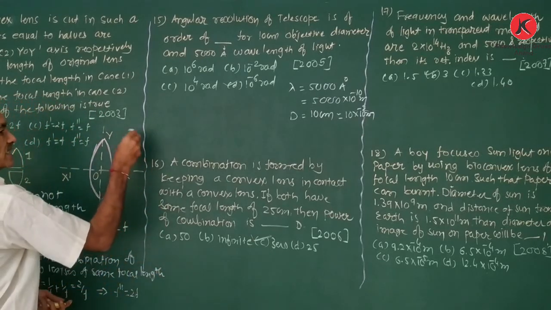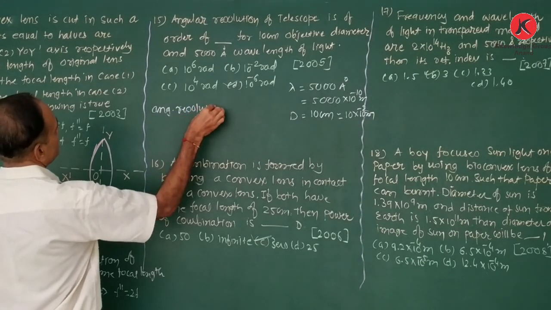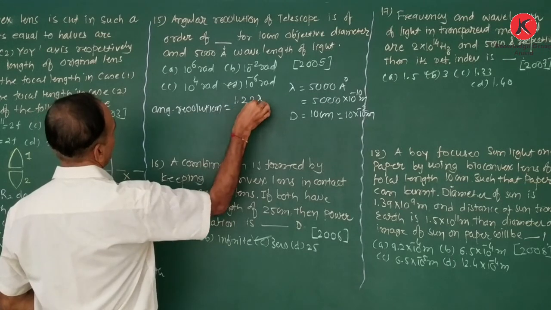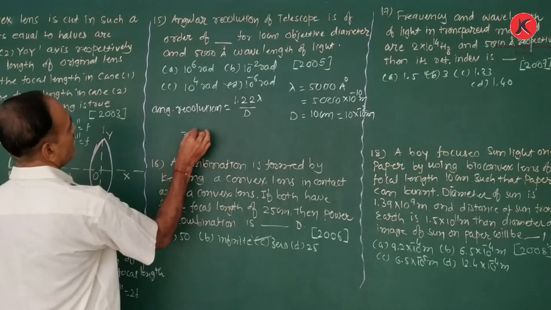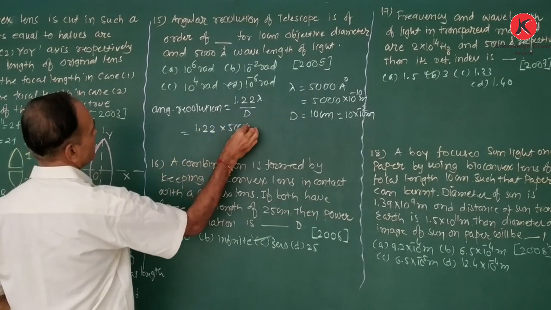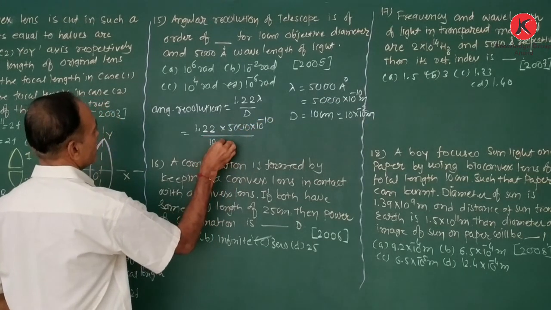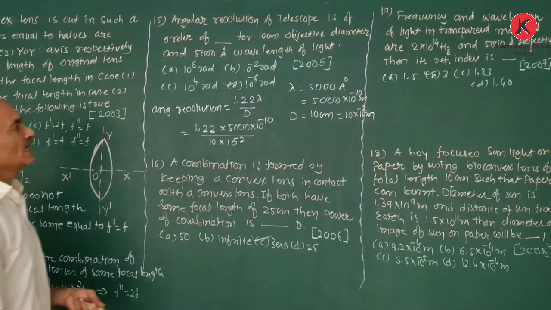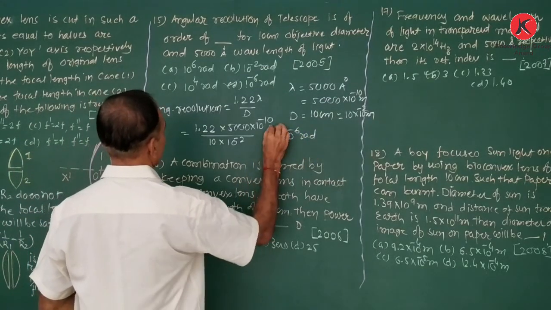Now angular resolution of a telescope is 1.22 lambda upon capital D. Substitute all these values. So 1.22 lambda. Lambda is 5000 into 10 is 2 minus 10 upon 0.1, or 10 into 10 is 2 minus 2. Thus we obtain the angular resolution is 10 is 2 minus 6 radian.